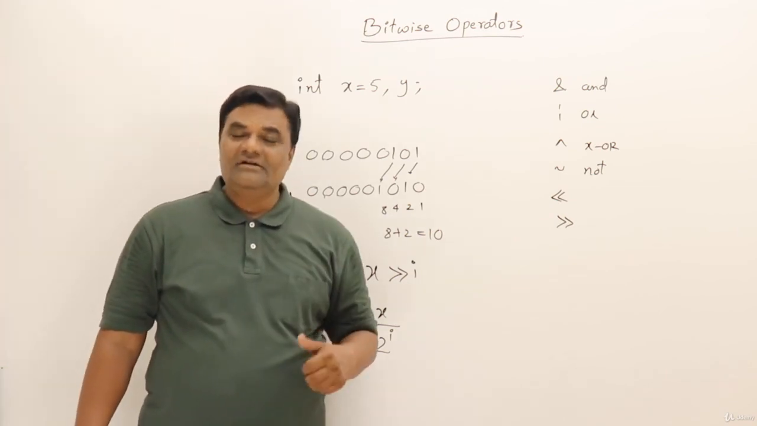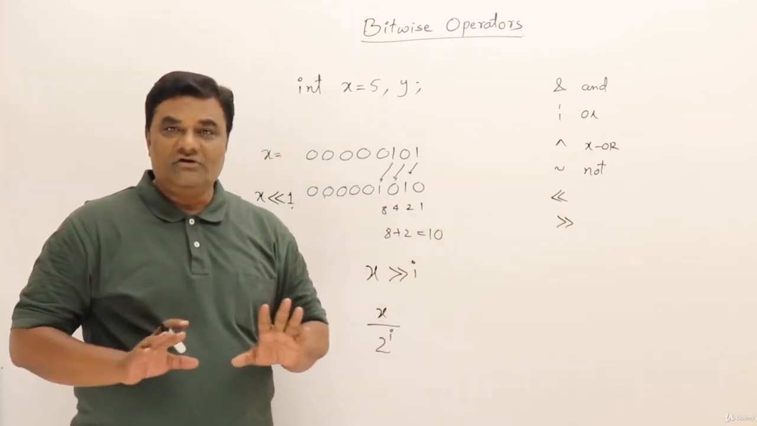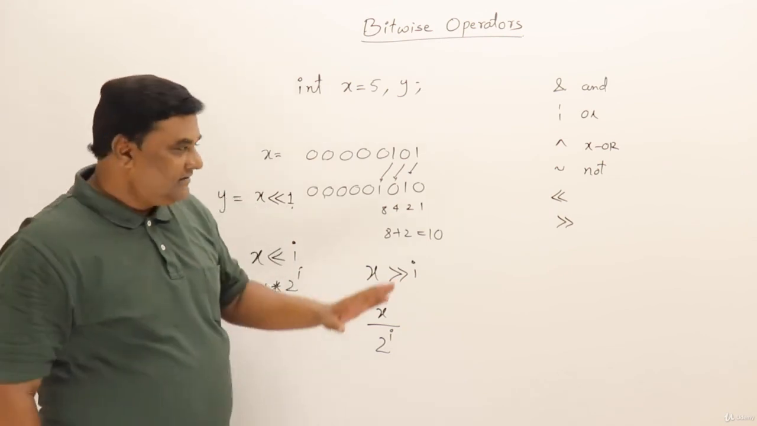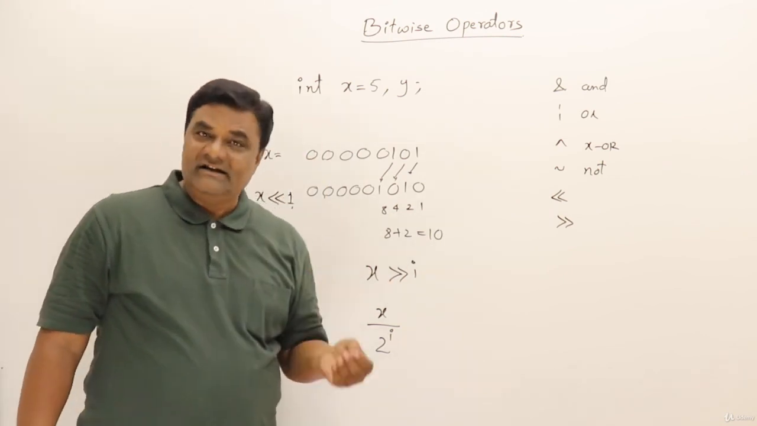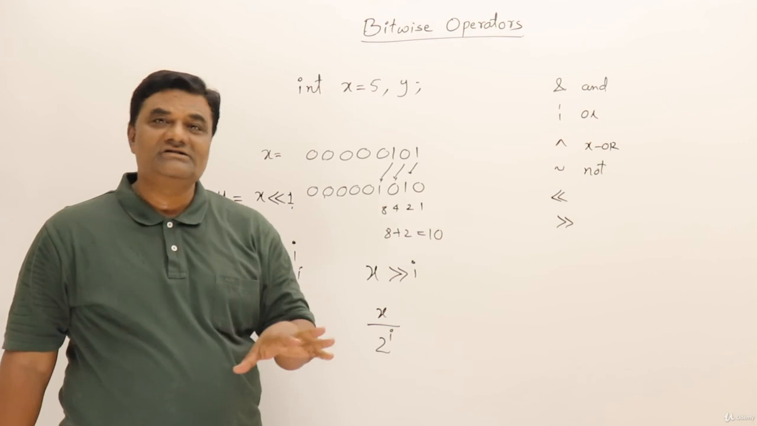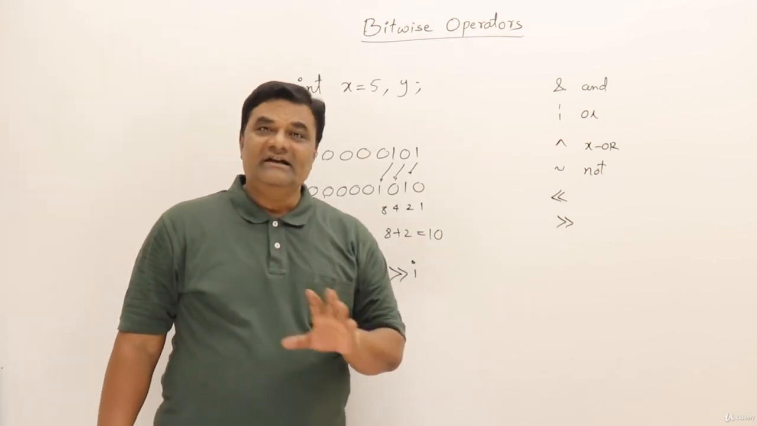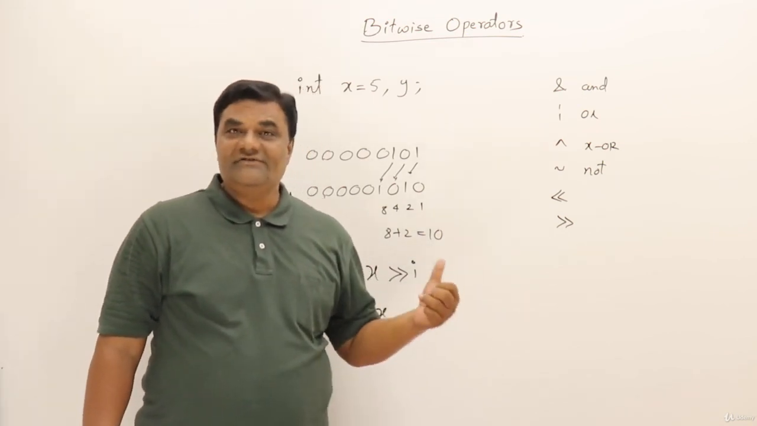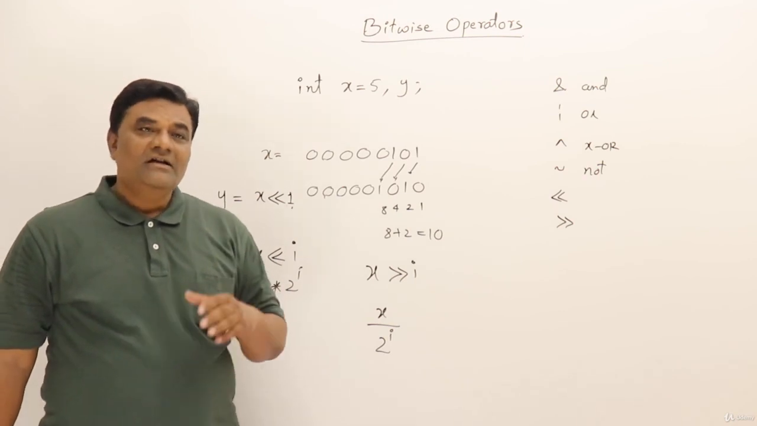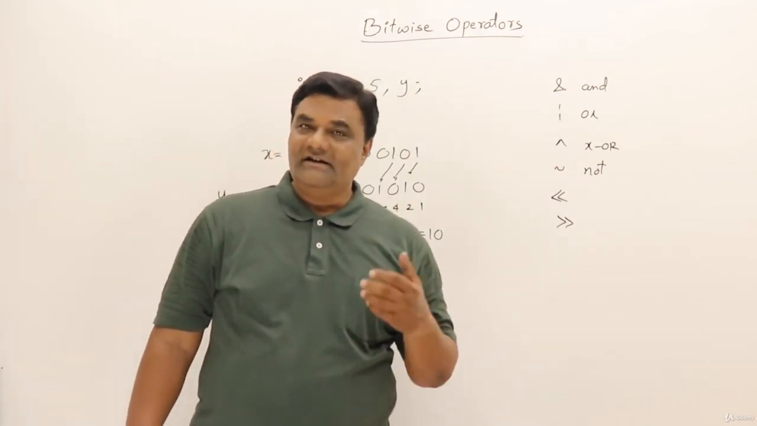But one thing you remember here, the sign bit is not included. The most significant bit, if the number is negative, it remains negative only. If it is positive, it remains positive only. The sign bit is not disturbed in left shift and right shift operations. Let us see this practically by writing some program.